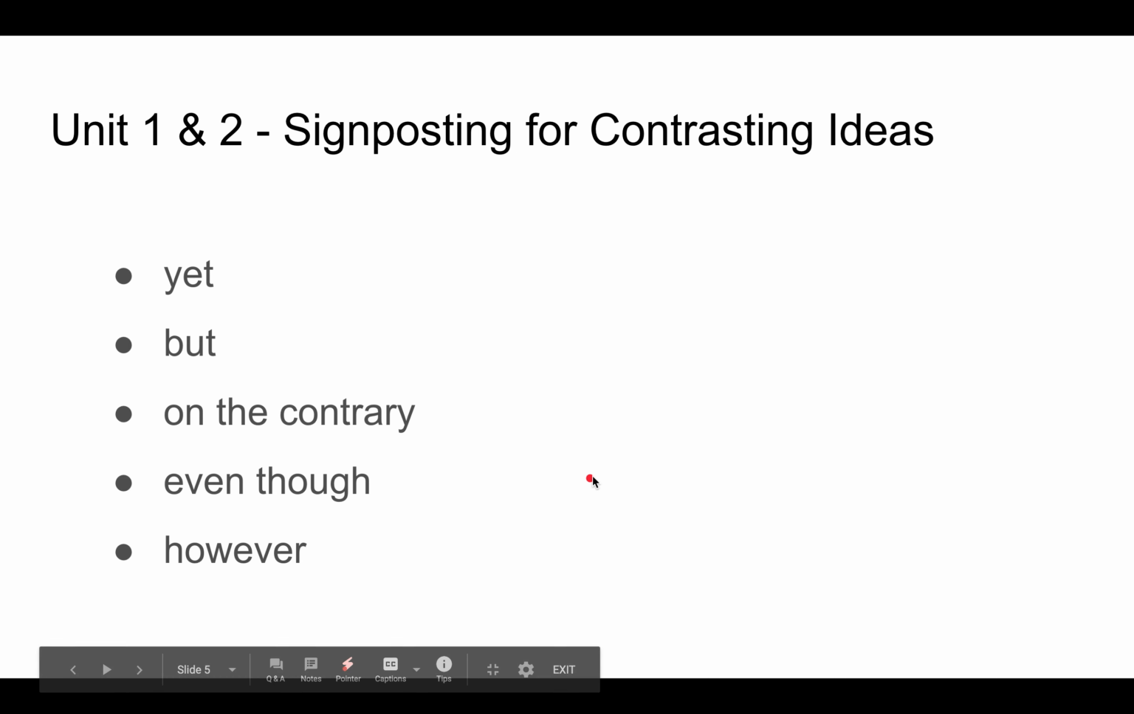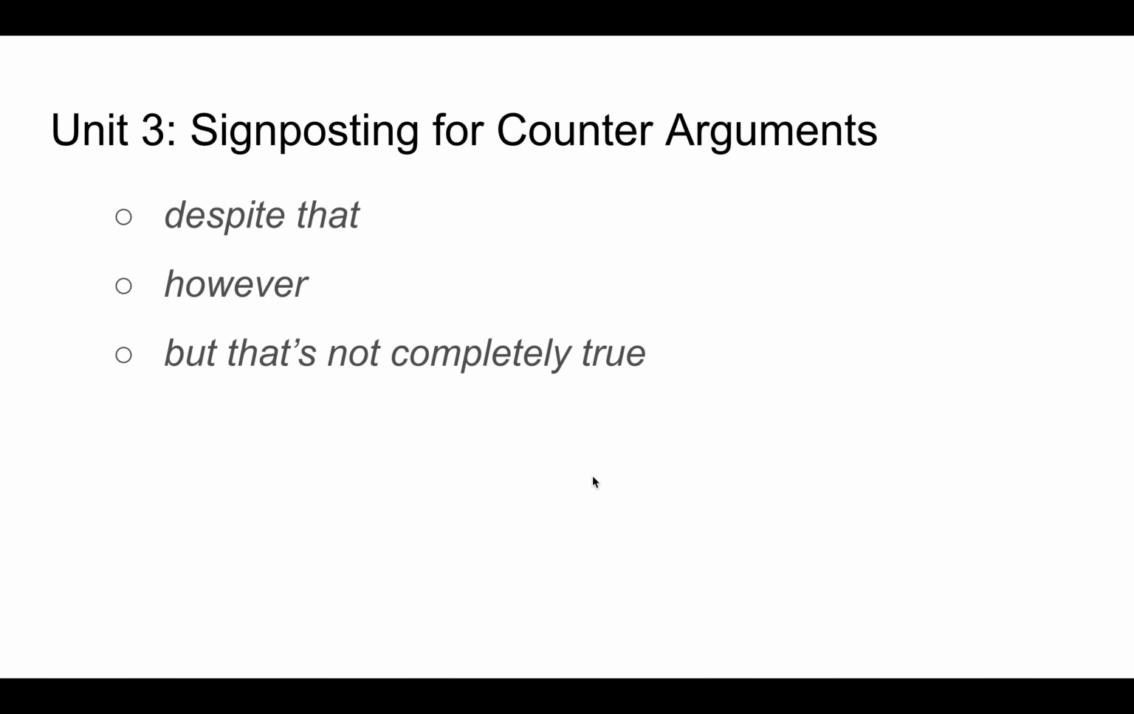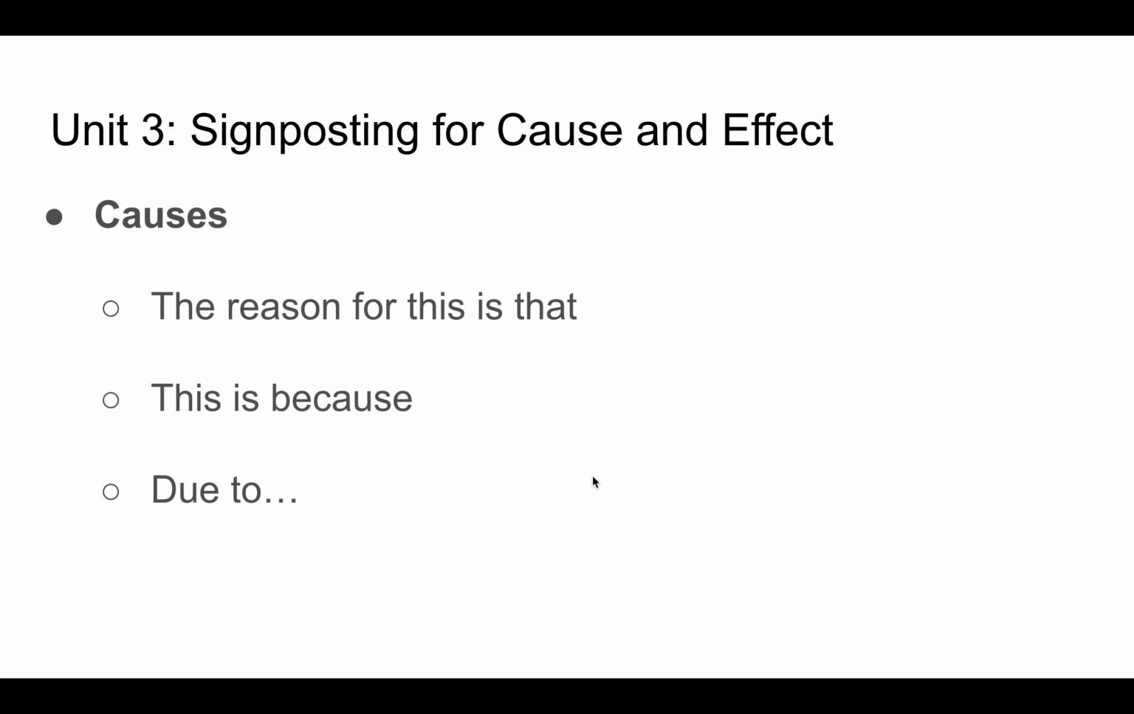Moving on, Units 1 and 2, we also learned signposting for contrasting ideas. That is, yet, but, on the contrary, even though, and however. In Unit 3, we expanded on that. We focused on signposting for counter arguments. Despite that, however, but that's not completely true, were the 3 new expressions that we reviewed or learned.